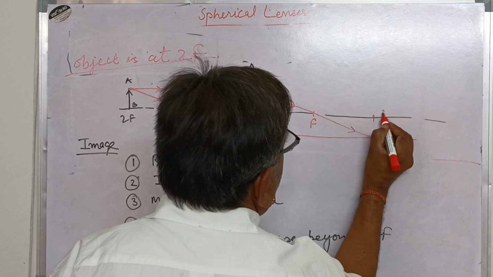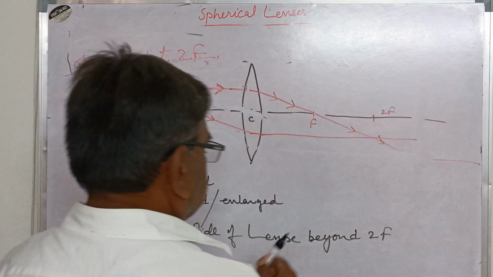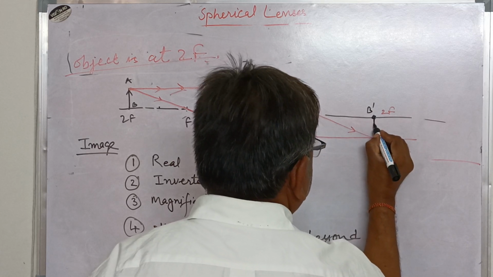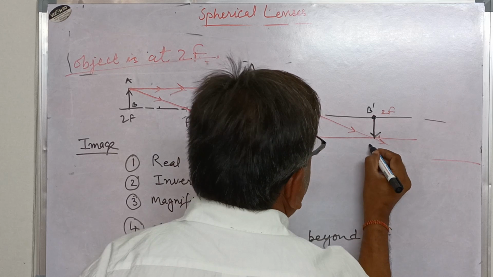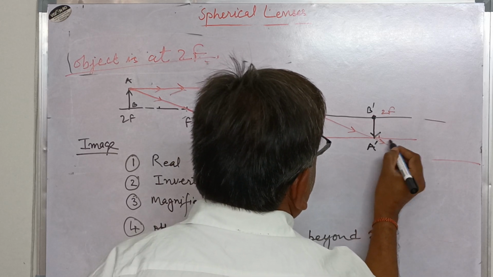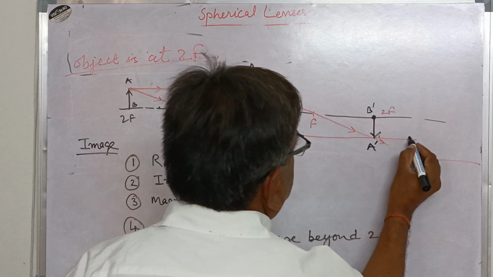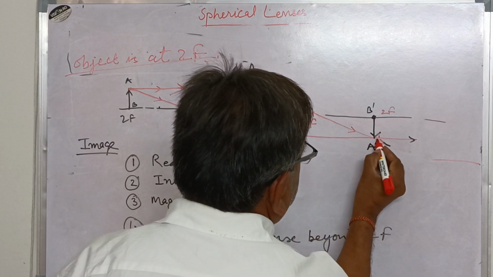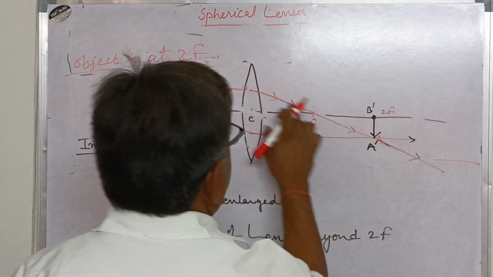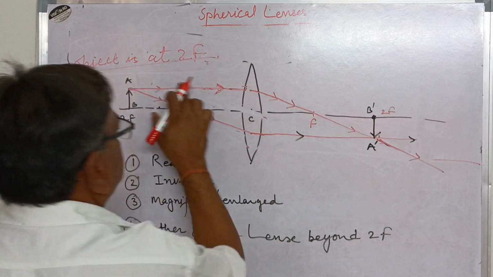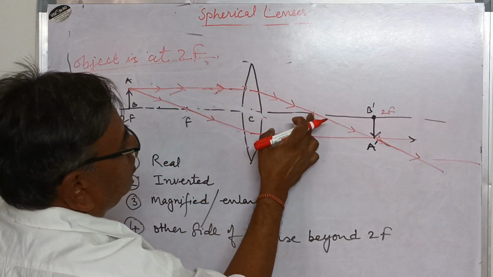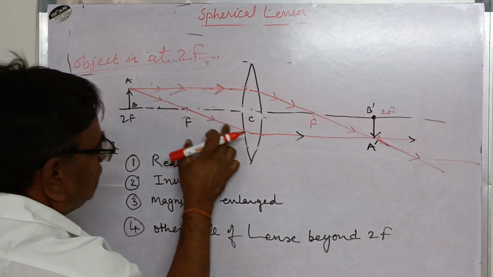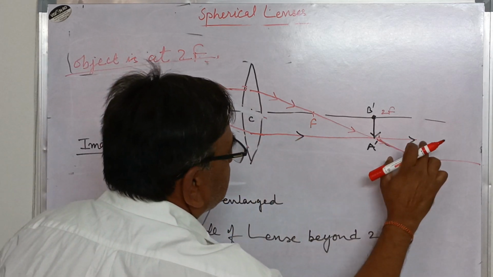This is point 2F. So this will cut. This is 2F. So this is B dash. This is A dash. This is the ray going in this direction. This was the first ray which was incident parallel, and after refraction passes from the focus. The second incident ray passing from the focus, after refraction goes parallel to the principal axis.